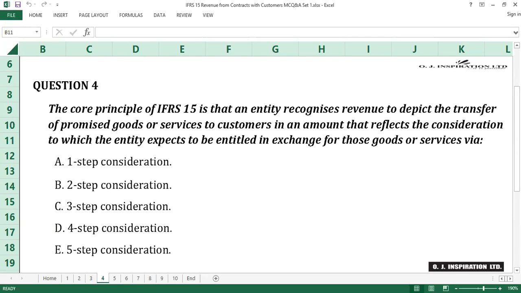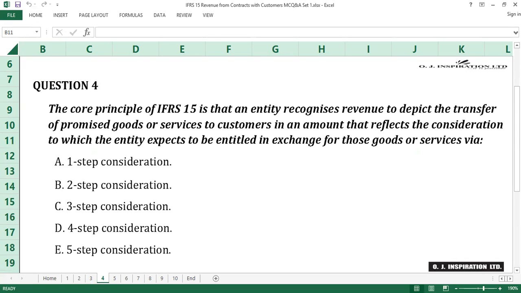Question number 4. The answer to question number 4 is E, 5-step consideration. IFRS 15's core principle is that an entity recognizes revenue to depict the transfer of promised goods or services to customers in an amount that reflects the consideration to which the entity expects to be entitled in exchange for the goods or services by applying 5 steps.